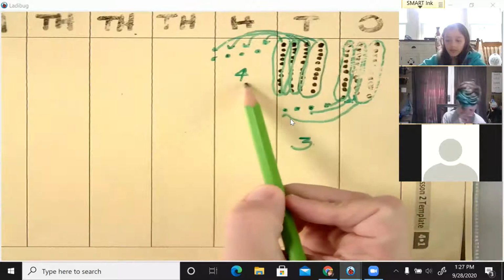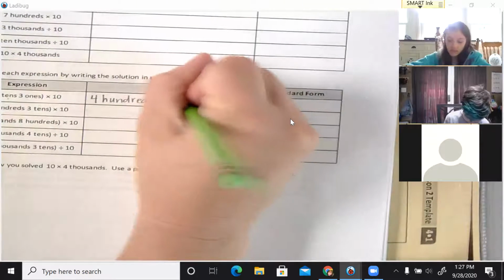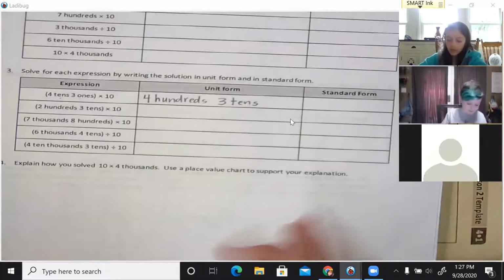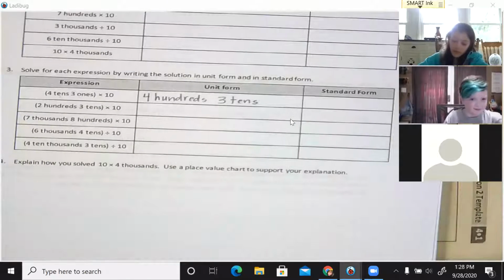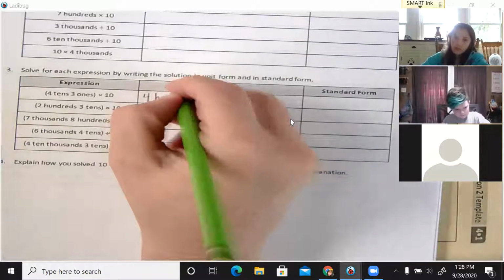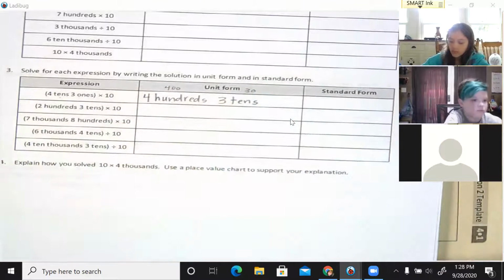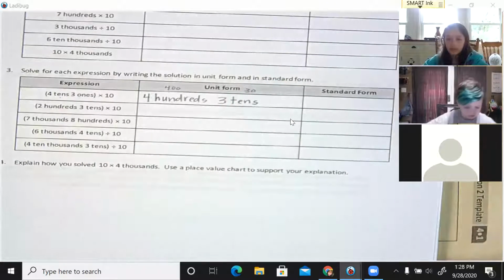Okay, so now we're going to write 4 hundreds and 3 tens. That's our number in unit form. Now we want to think, what is that in standard form? I know 4 hundreds is the number 400. 3 tens is 30. If I combine 400 and 30, who can tell me how I would write that in standard form using digits? Is that 1750? Is it 609? How do I write this in standard form?